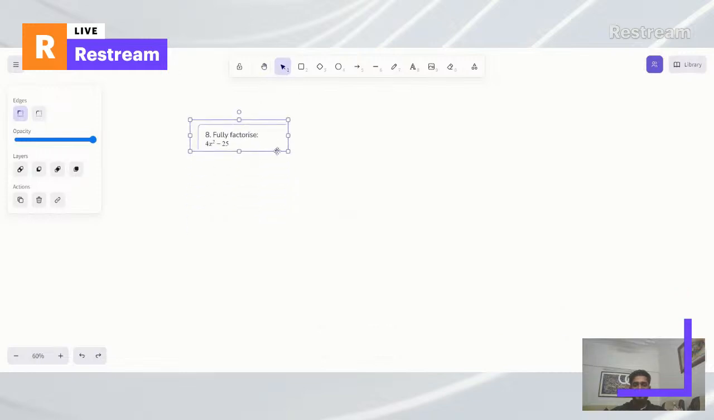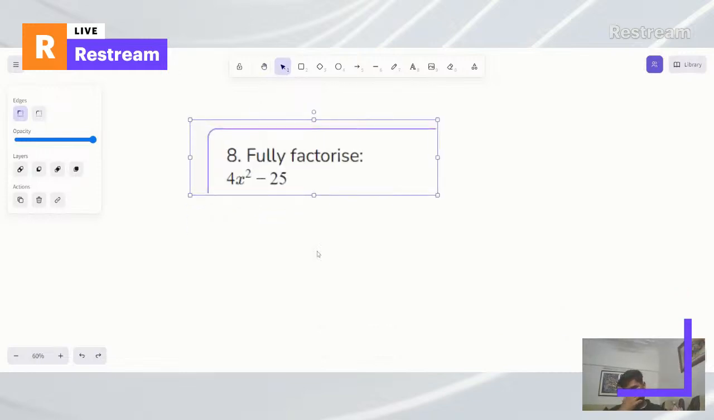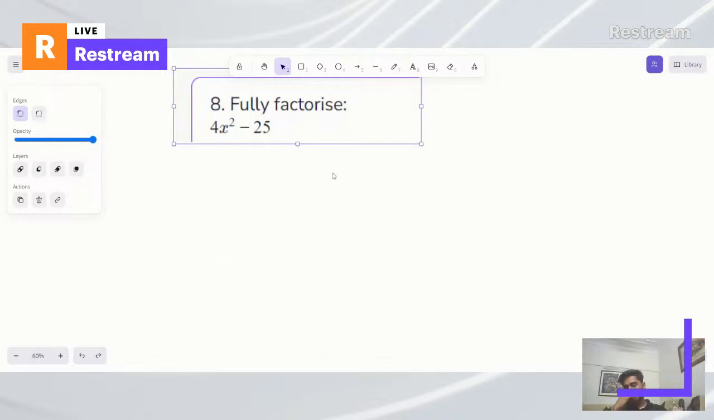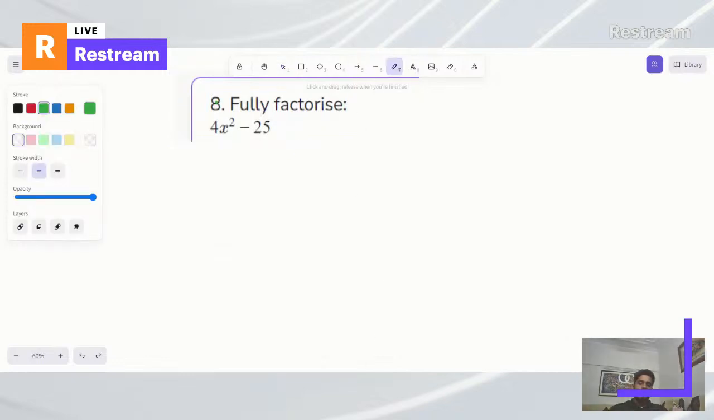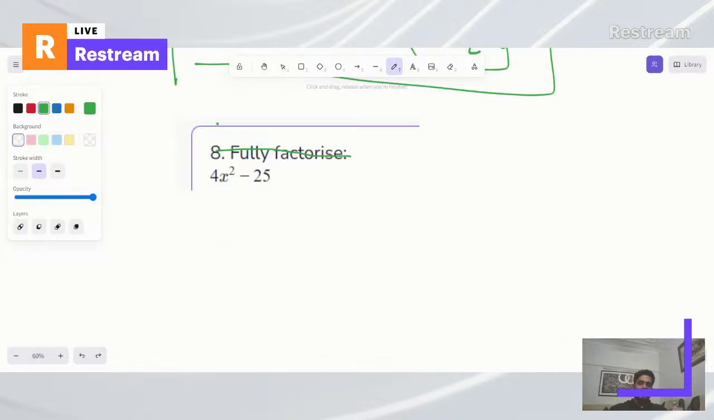The question is 4x squared minus 25. So what do we do? It says factorize fully, but I'm gonna erase that and say find the value of x. Now I'm gonna make this an equation. So what do we do in this question now?